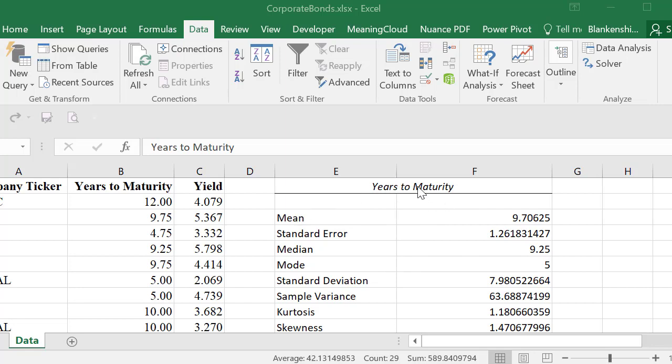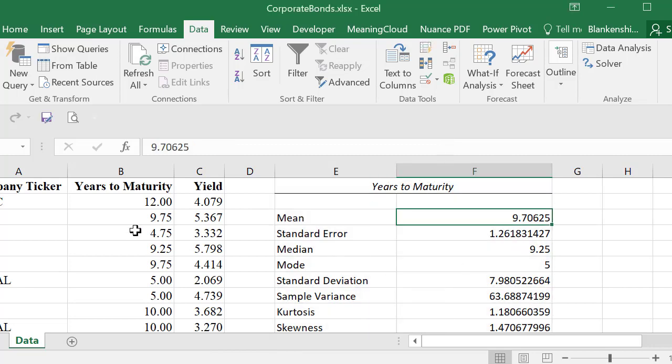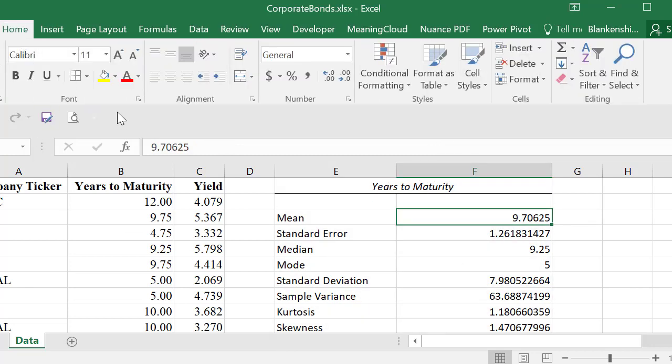Now I had to widen these columns to see everything, but this is where the numbers came from. So the number here, this is the mean. So I might want to just highlight that as the mean. Standard deviation is right here, and so that gives me exactly what the book had given as an answer.